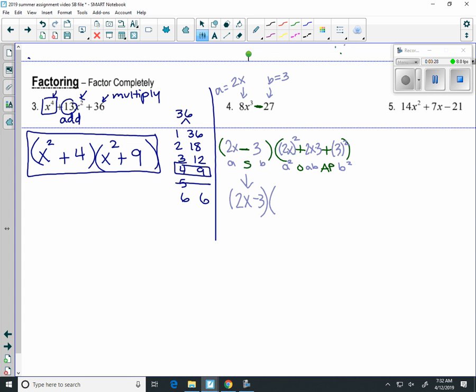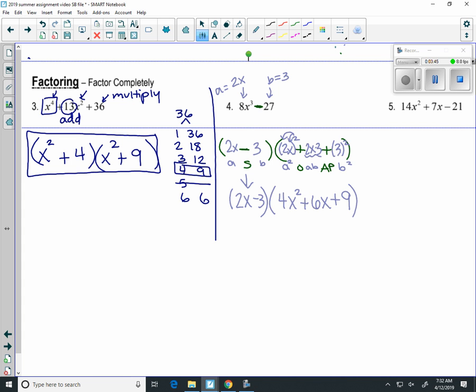Be careful when you're squaring your 2x. You have to square your 2 and square your x. So it's going to be 4x squared. Here we can just reorder. 2 times 3 is 6. And 3 squared is 9.